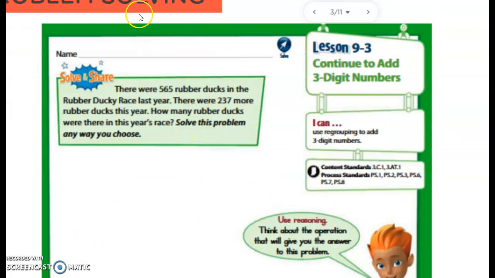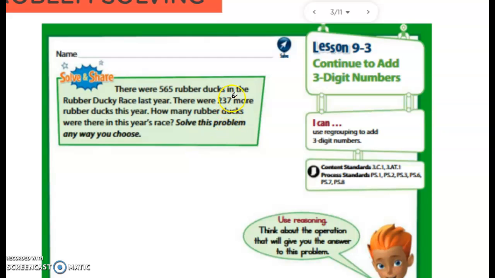All right, so whenever we start with a word problem, we circle the important words. Sorry, we're going to read through it first, and then we will add circles. There were 565 rubber ducks in the rubber ducky race last year. There were 237 more rubber ducks this year. How many rubber ducks were there in each year's race?